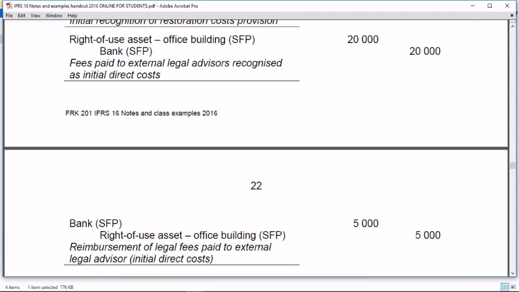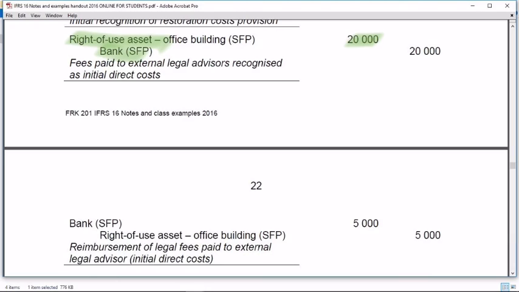The next journal entry relates to the fees, the incremental fees paid to the external legal advisors by the lessee. So this was the incremental costs incurred by the lessee. The fees were included in the cost price of the right of use asset, the 20,000 rand, and because it was already paid, we credited bank.